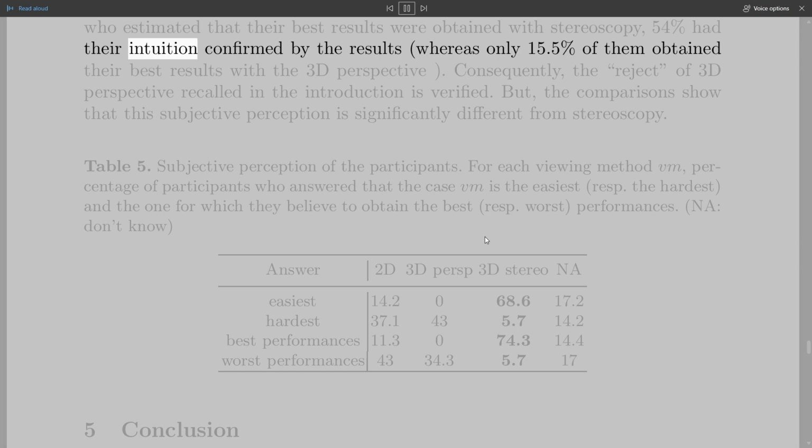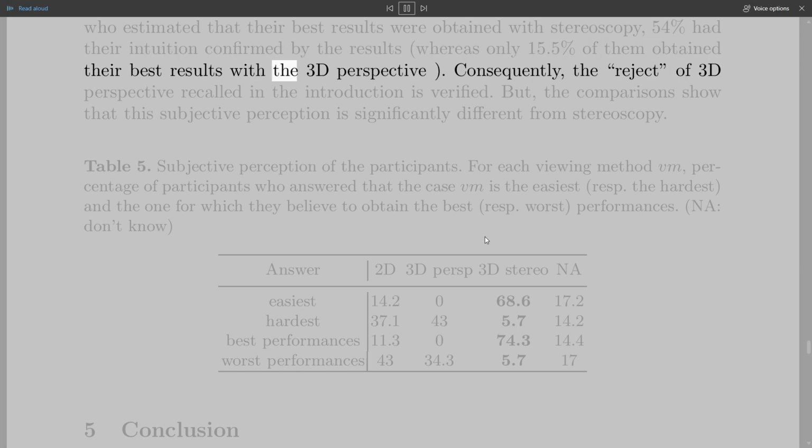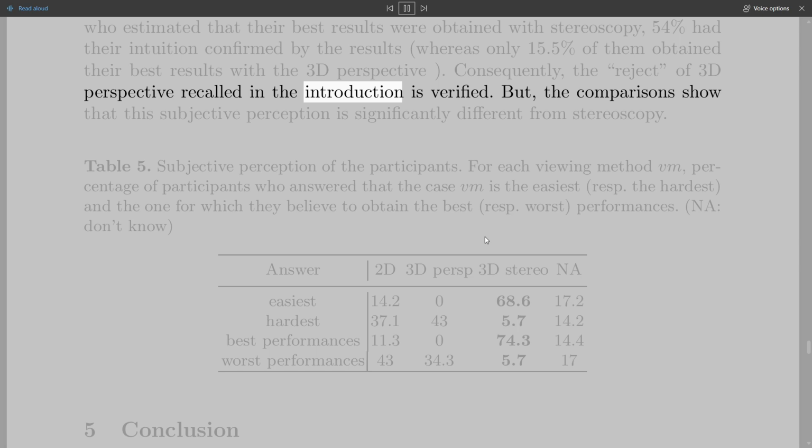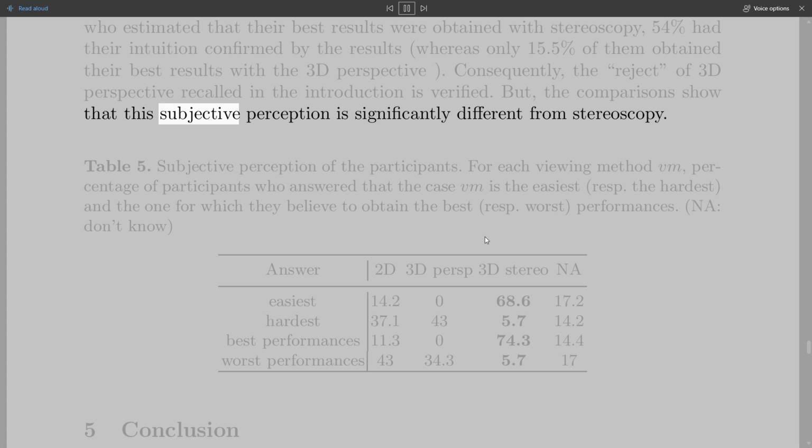54% had their intuition confirmed by the results, whereas only 15.5% of them obtained their best results with the 3D perspective. Consequently, the rejection of 3D perspective recalled in the introduction is verified. But the comparisons show that this subjective perception is significantly different from stereoscopy.